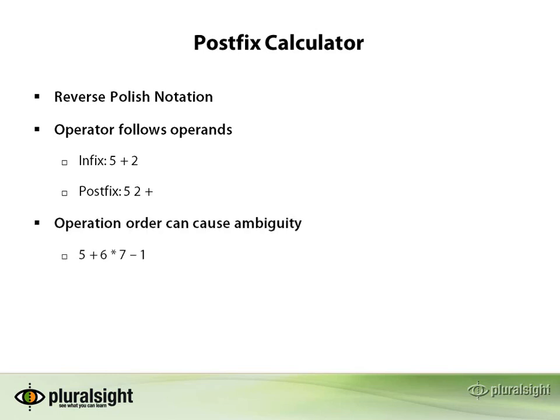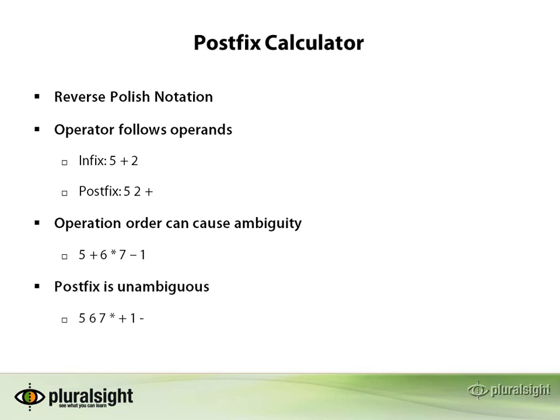The reason for this is that infix notation can be ambiguous when it comes to operation order. In the example shown, how should the operators be evaluated? Should they go from left to right? 5 plus 6, which is 11, times 7, becoming 77, minus 1 for a result of 76? Or should some operator precedence rules be applied? For example, 6 times 7 is 42, plus 5 is 47, minus 1 is 46? Or should something else be done?